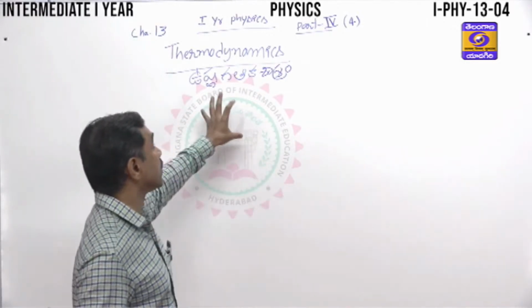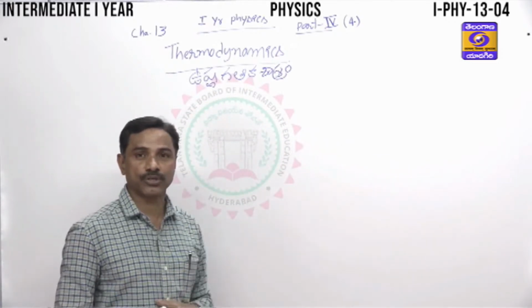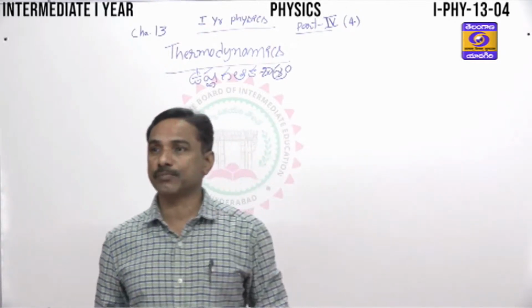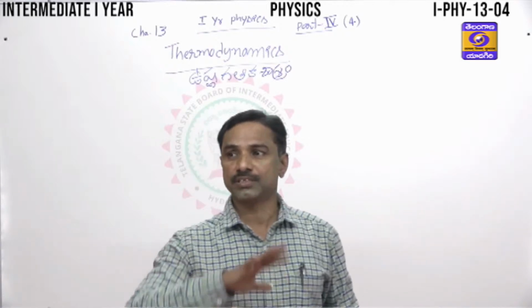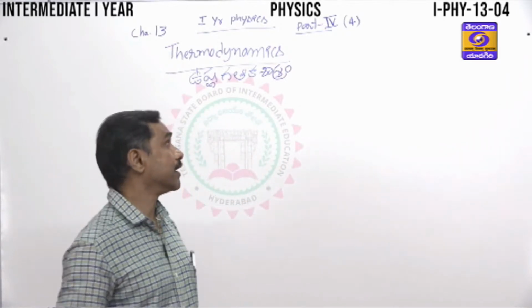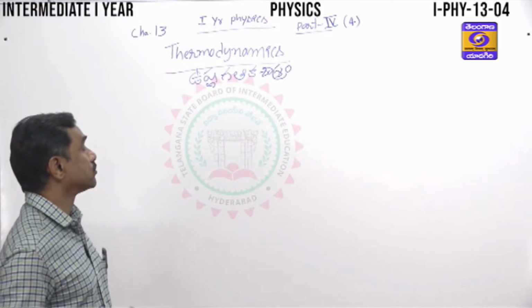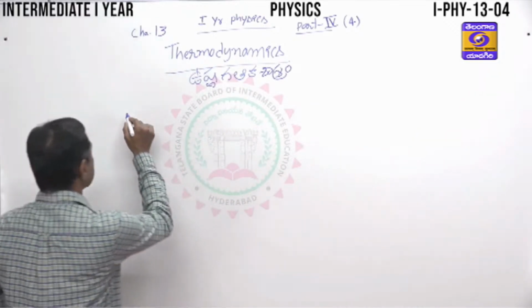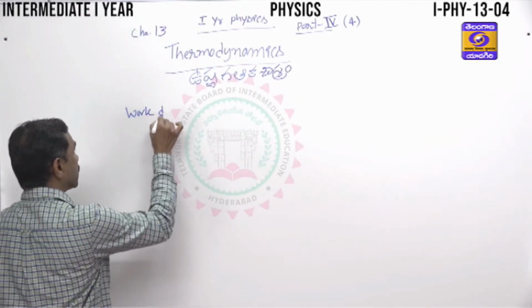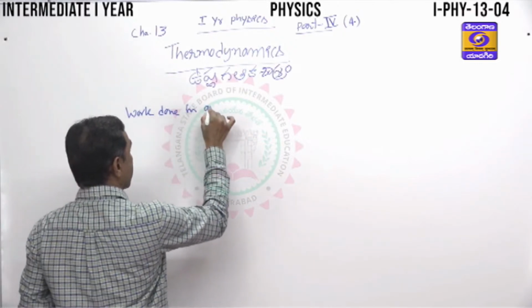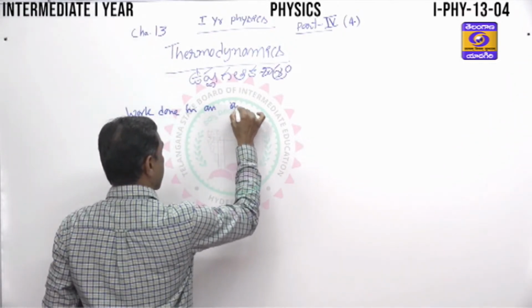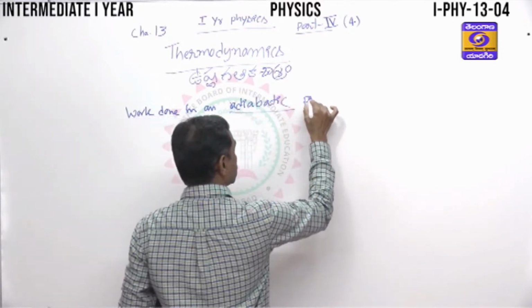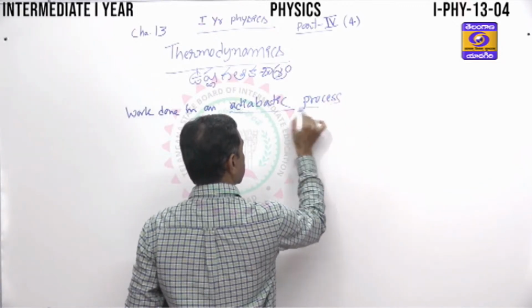Then we'll discuss what is an isothermal process and important features, the work done in an isothermal process. Then we discuss what is an adiabatic process. Then distinguish between an isothermal and adiabatic process. ఈ పార్ట్‌లో మనం adiabatic process, work done in an adiabatic process, adiabatic process, work done in an adiabatic process.